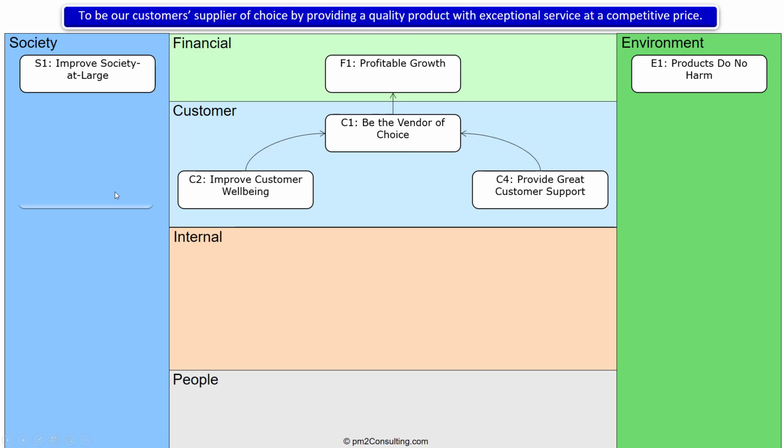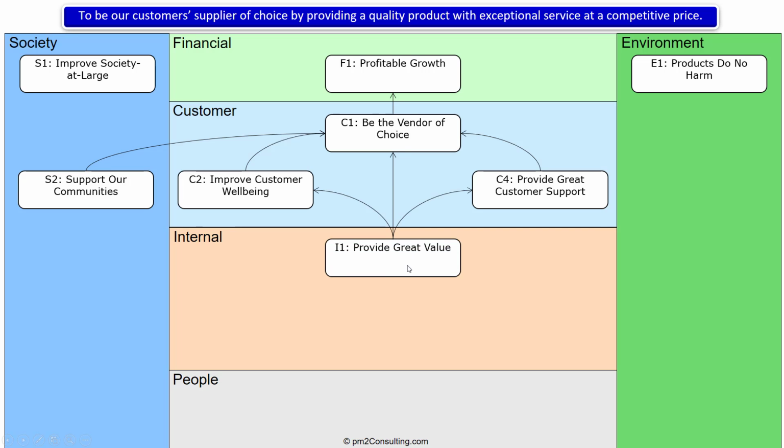What we also have to do, though, is make sure that we support the communities that we work in, that our customers are in, and that our suppliers are in. And if we support our communities, our customers will understand that, and that will help us be their vendor of choice. Now, the 4th thing that we need to do is an internal activity. We need to provide great value. And if we do provide great value through the products and services we offer, that's going to help us improve our customer well-being. It's going to help us become the vendor of choice and will help us provide great customer service. So one of our core internal activities is providing great value.